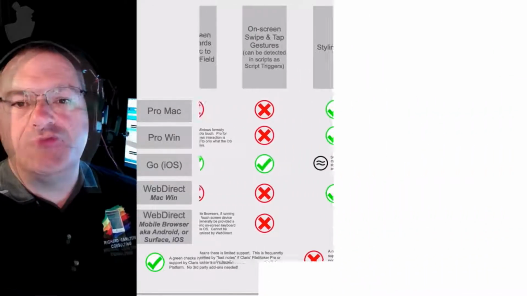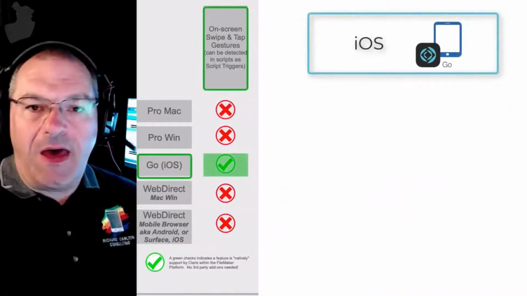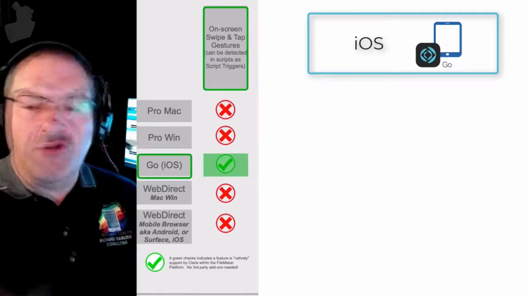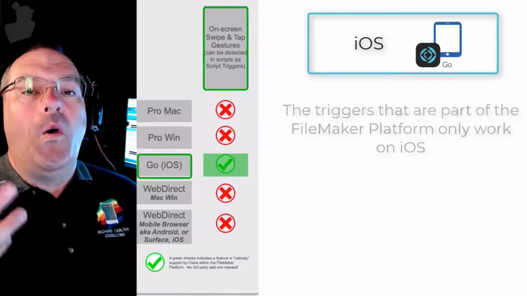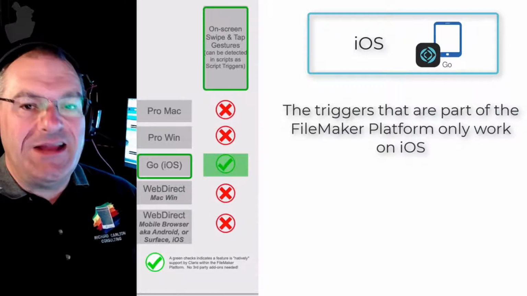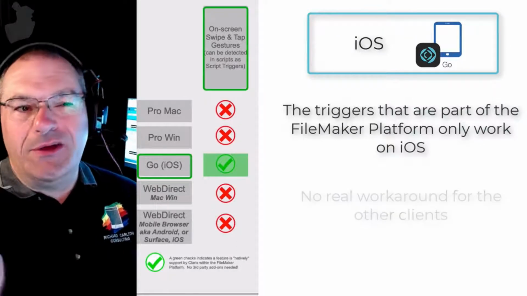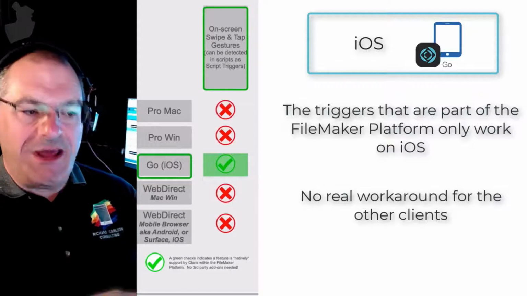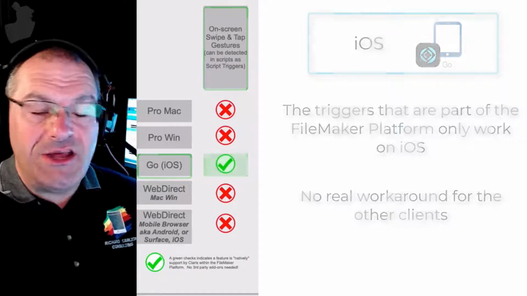On-screen swipe and tap triggers, right? So you have the ability to swipe or tap with your fingers on screen. The triggers that are part of the FileMaker platform only work on iOS. That's definitely not supported anywhere else. And I really don't know that there's a workaround for that. Some of these red X's, there's a workaround, and I will mention that to you.